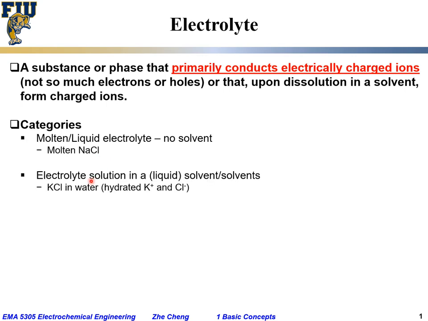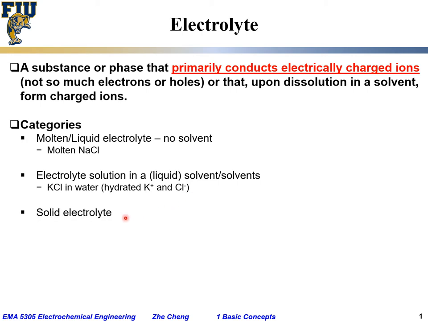It could also be an electrolyte solution in, typically, a solvent or solvents. Okay, and we could have potassium chloride dissolved in water, and in that solution there will be hydrated potassium ion, positively charged, and chlorine ion, negatively charged. And this would be an electrolyte, quite often called an electrolyte solution.